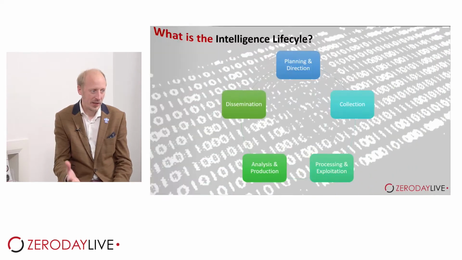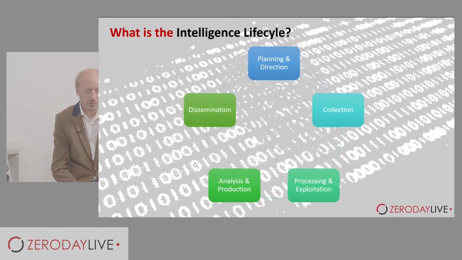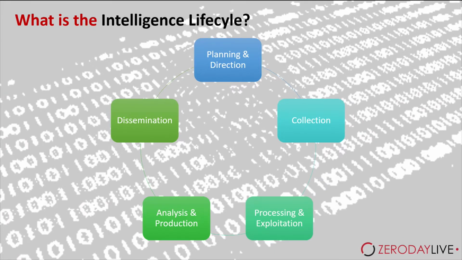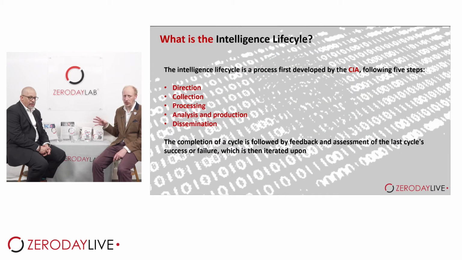Of course, the intelligence lifecycle itself is made up of these stages, which, if you look at them in isolation, don't really make much sense unless you're an intelligence specialist. So: planning, collection, processing and exploitation of information, analysis and production of intelligence, and dissemination. In essence, those 5 steps are the foundation of intelligence that has been used for years, developed by the CIA.